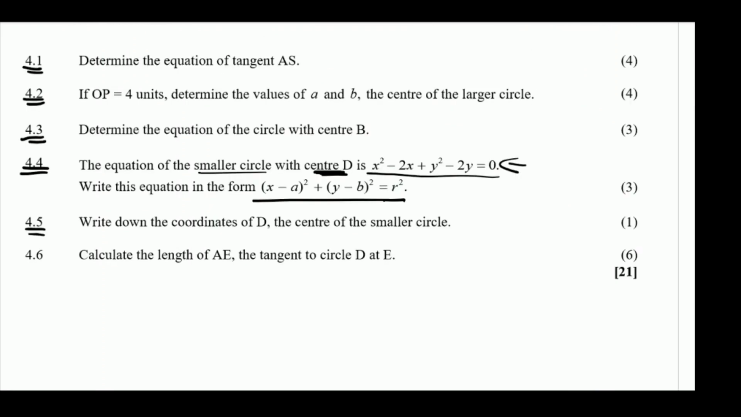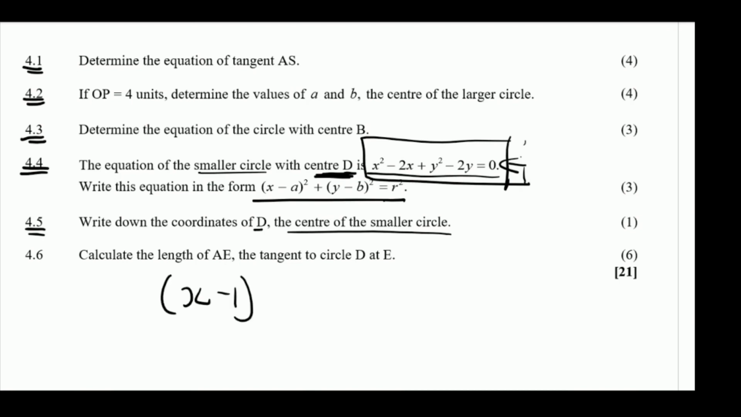4.5 says to write down the coordinates of D, the center of the small circle. Remember that in 4.4 we were told that D is the center, and we found the equation with the center D to be x minus 1 squared plus y minus 1 squared equals 2. So we found this equation.